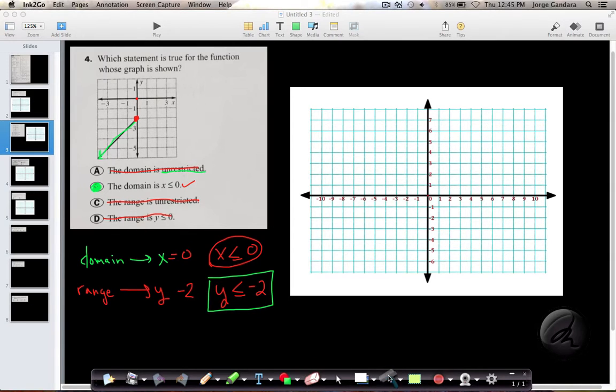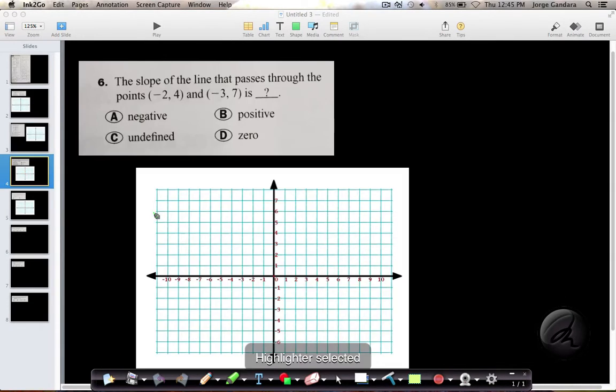Okay, so moving on to our next problem. Okay, the slope of the line that passes through points -2, 4. Okay, so here's my -2. This is my x, and here is my y. So that's on my x-axis, -2, +4 on my y, so that's up here. So that's that point. And then my other point here is -3 on the x, +7 on the y, so it's here.